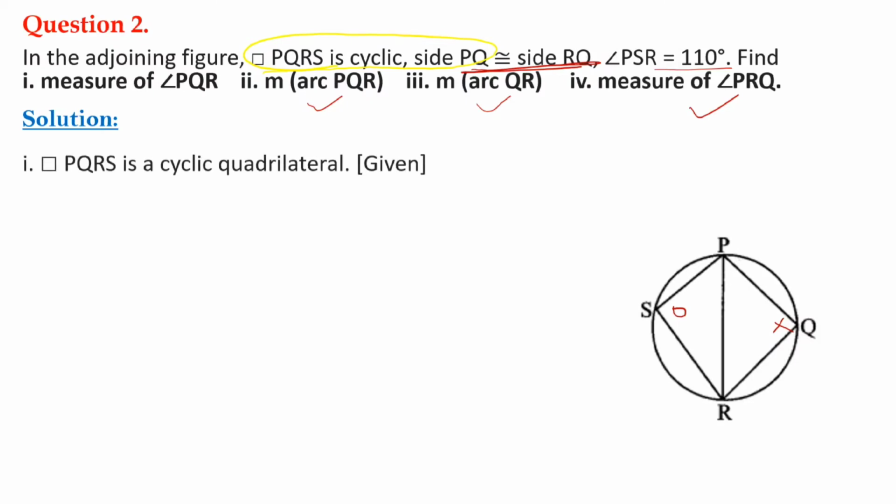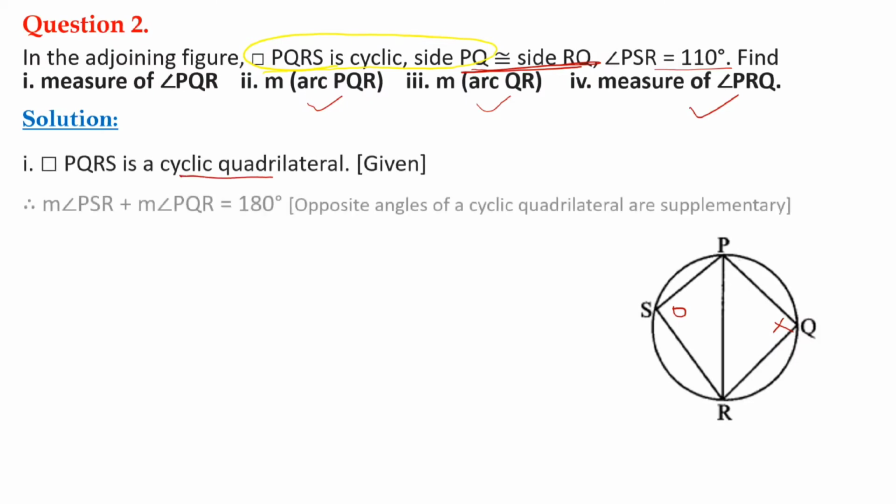So quadrilateral PQRS is a cyclic quadrilateral. It's given. Therefore, measure angle PSR plus measure angle PQR equals 180 degrees. Now we know the measure of angle PSR, it's 110 degrees. So we will replace PSR by 110 degrees. So 110 plus measure angle PQR equals 180 degrees.